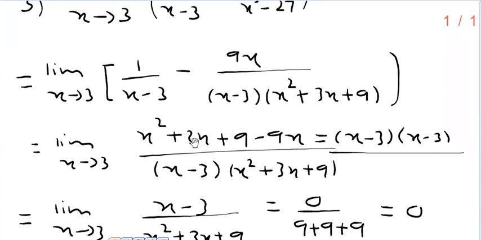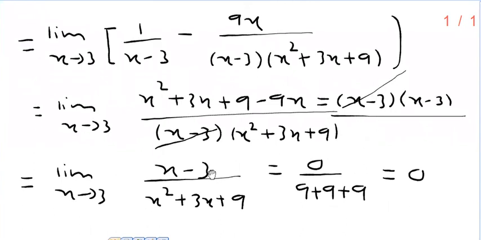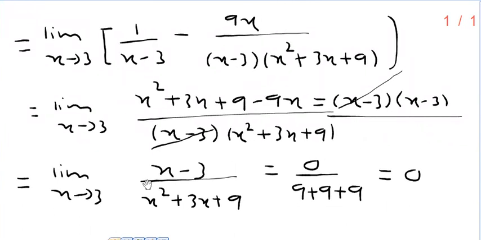I have omitted a few steps. The numerator comes out to be x square minus 6x plus 9, which is x minus 3 into x minus 3. Cancel only one x minus 3. Some students cancel x minus 3 with these two. That is absurd. So limit x tends to 3, x minus 3 upon x square plus 3x plus 9. Take the limit. Now the denominator should not be 0. The numerator can be 0. 0 upon any non-zero number is defined. It is equal to 0. So 0 is the value of the limit.